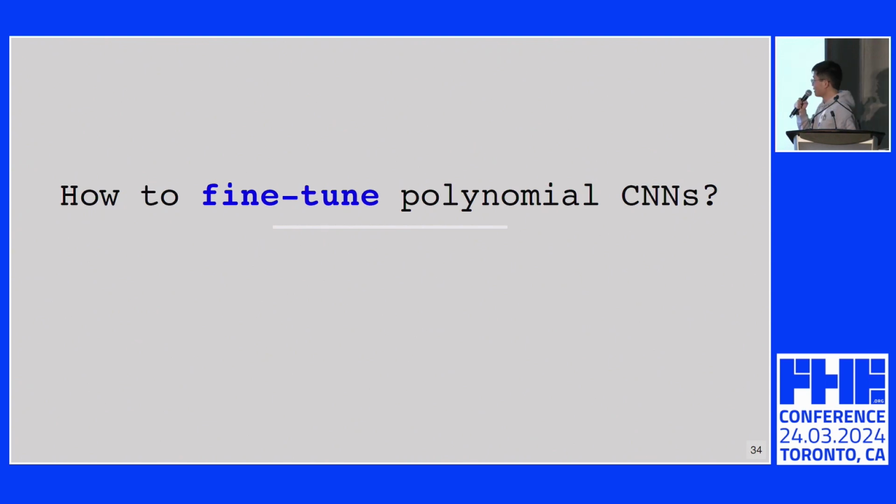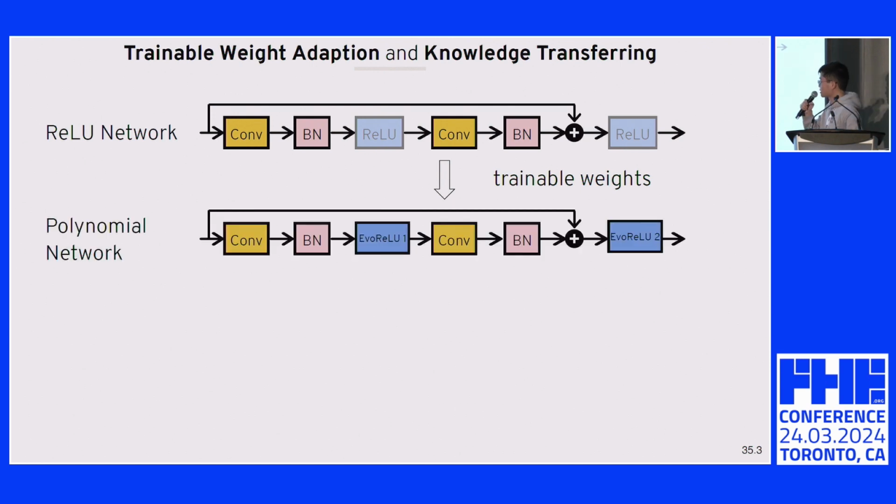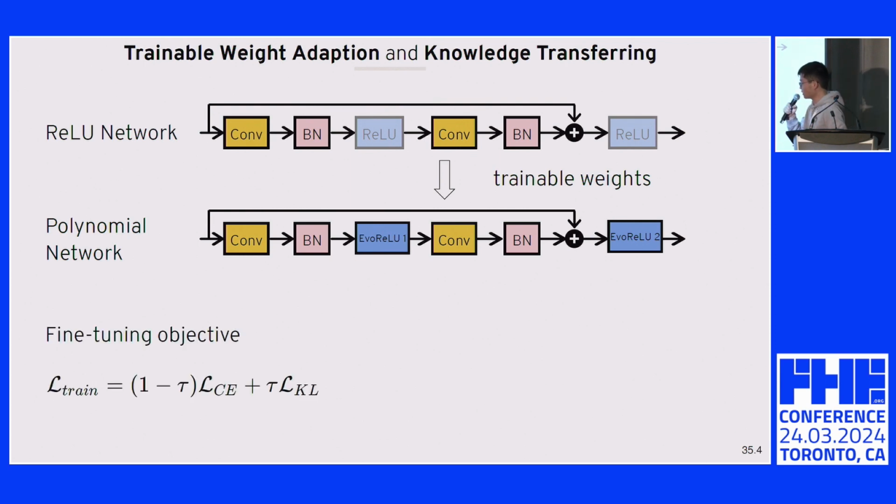Finally, after we plug the polynomials into the convolutional neural networks, there is an accuracy drop. To recover the accuracy, we need to fine-tune the polynomial. So we propose neural network adaptation. It means our polynomial networks inherit the trainable weights, like the convolutional weights and batch norm weights, and then we just inherit the weights. This is our fine-tuning objective.